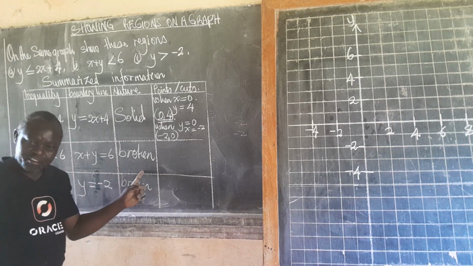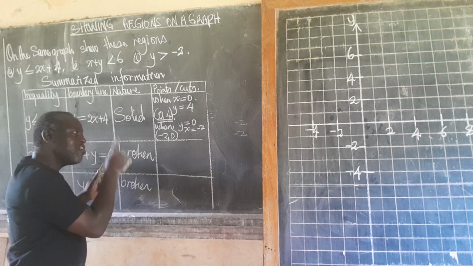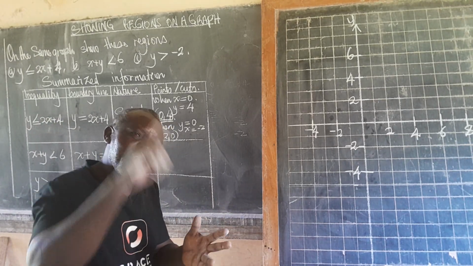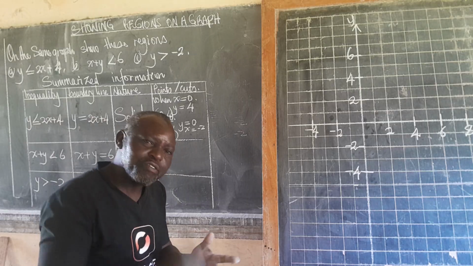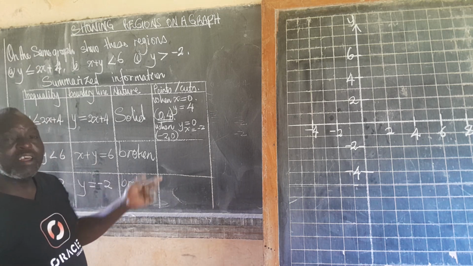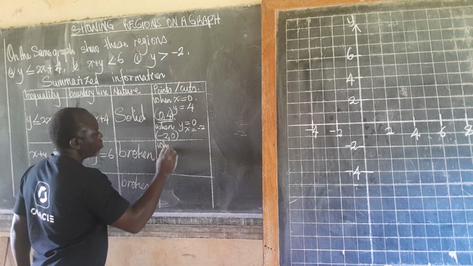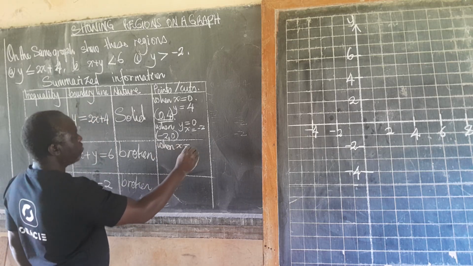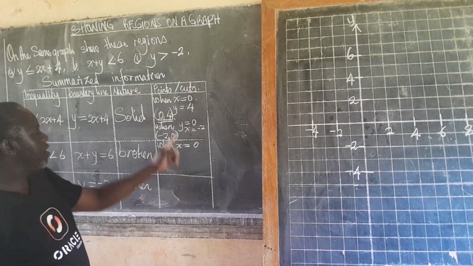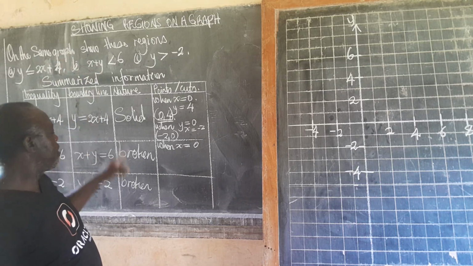Let us come to this one. This one is telling us that x plus y equals 6. Don't forget, we've said that when we have x and y in the expression, always what we have to use is the cuts method. So here we have x and y. We are also going to follow the same trend as we followed here. We are going to say when x equals 0, we are going to bring this one. Now we are coming to this one.